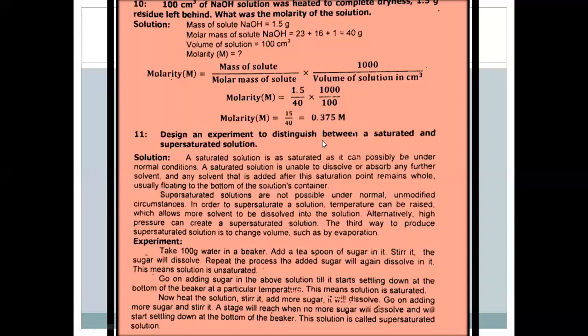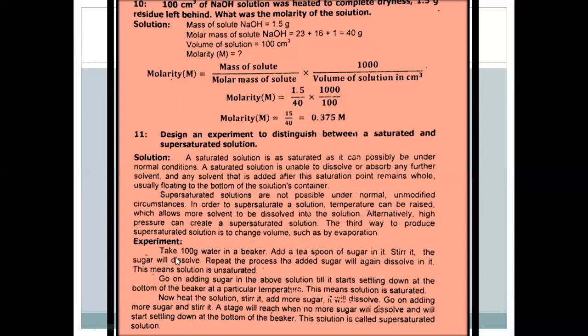Question number 11. Design an experiment to distinguish between a saturated and supersaturated solution. Saturated solution, you know, cannot dissolve more solute in it and the extra will settle down at the bottom. And a supersaturated solution: when we heat a saturated solution, the undissolved solute will dissolve in it, and then after adding more solute in it, we will reach a point when no more solute will dissolve, and that solution is called supersaturated solution.